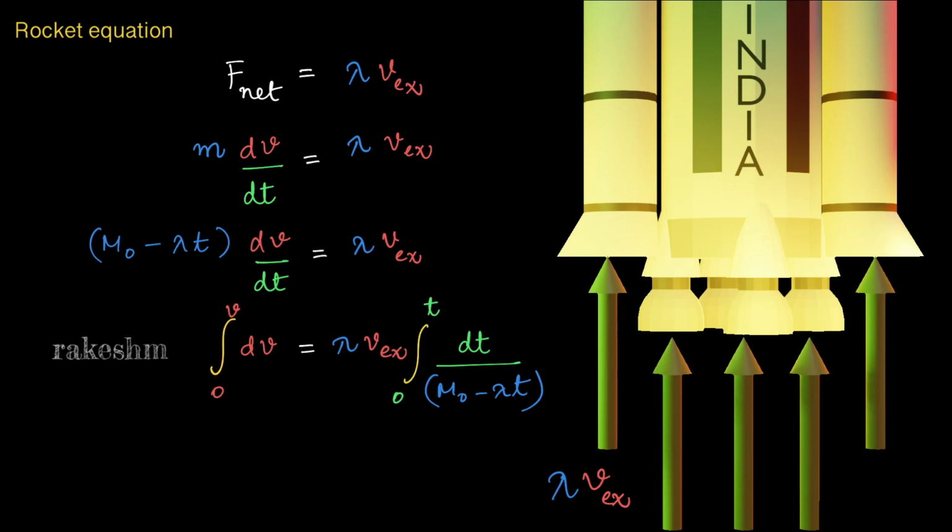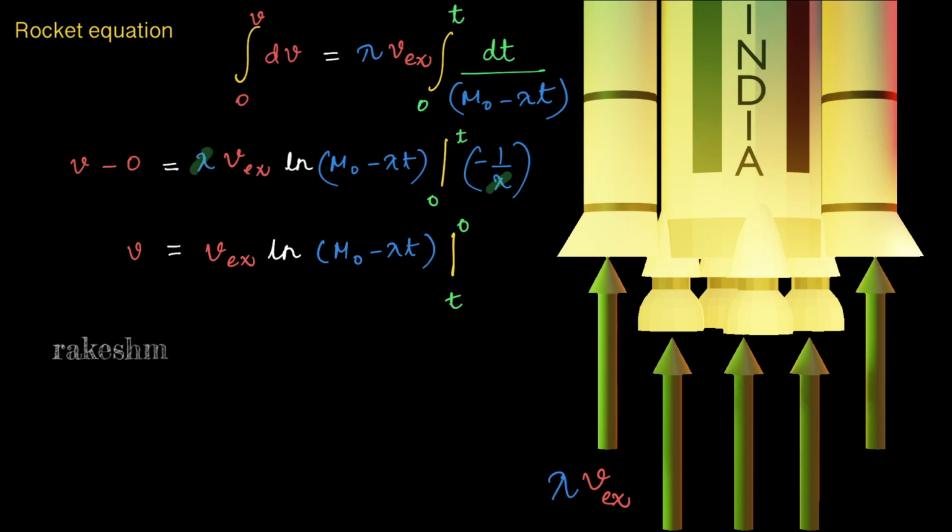Let us integrate on both sides. At t equals 0, the velocity of the rocket was 0, and at time t equals t, the velocity of the rocket is v. See, the rocket equation here is nothing but the velocity of the rocket as a function of time. Integrating this expression, we get v minus 0 equals lambda v exhaust into ln of m0 minus lambda t from t equals 0 to t equals t, into minus 1 by lambda.